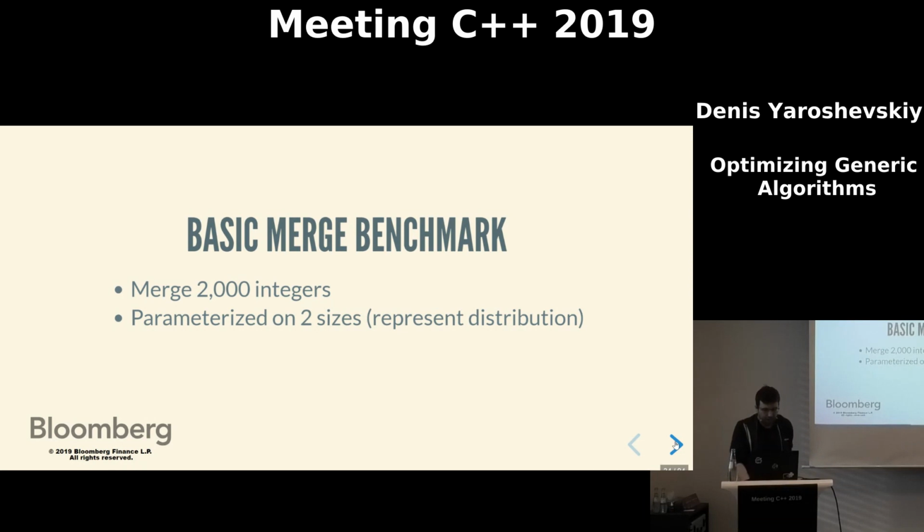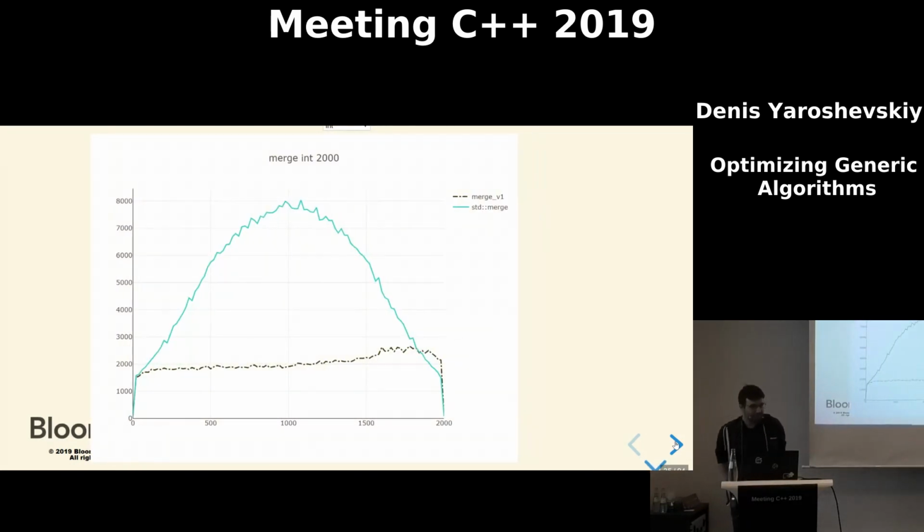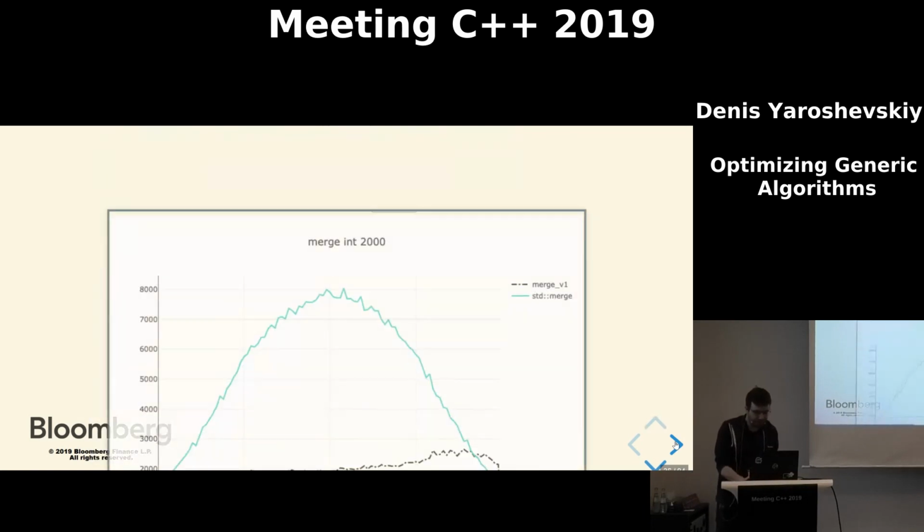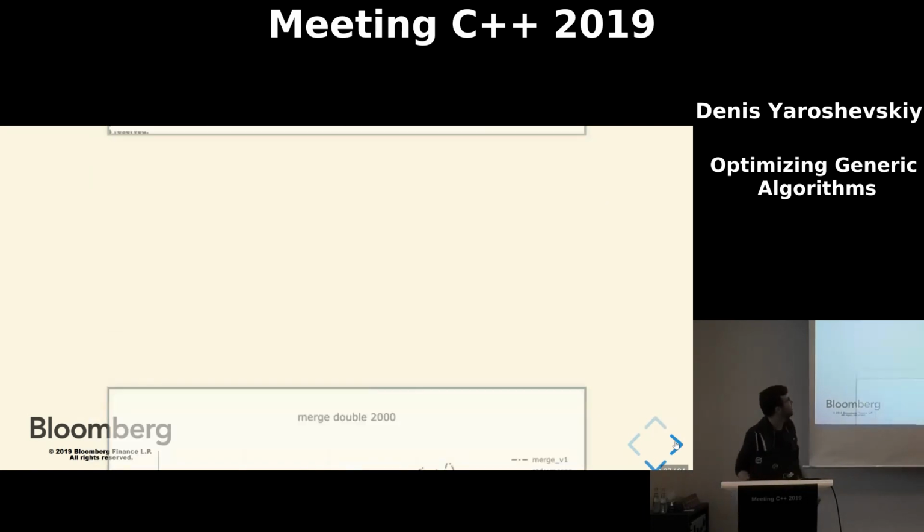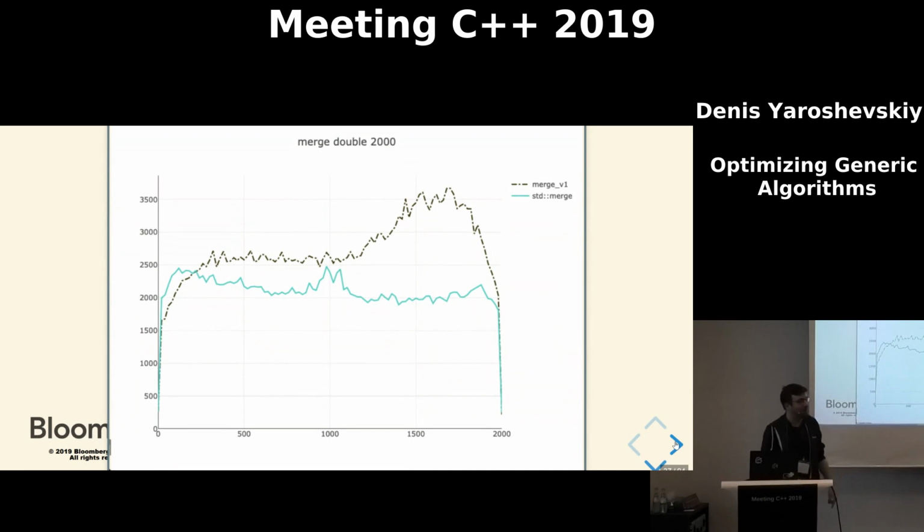OK. And again, I'm going to double check for int64s and doubles. Let's see how we did. So this is standard merge. This is me. Who knows what's happening? I can give you a hint. So I'm not going to try to switch. It didn't work. But this is the performance for doubles.